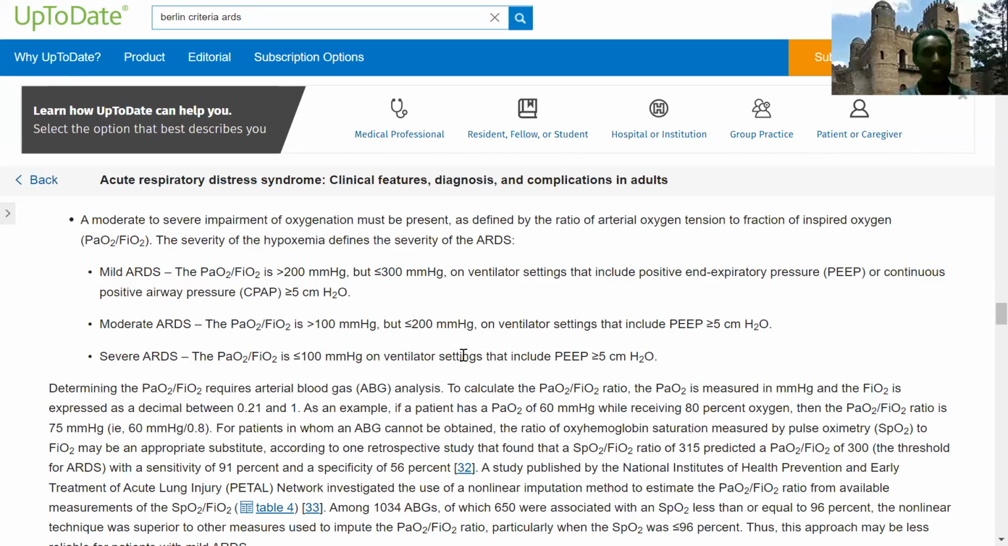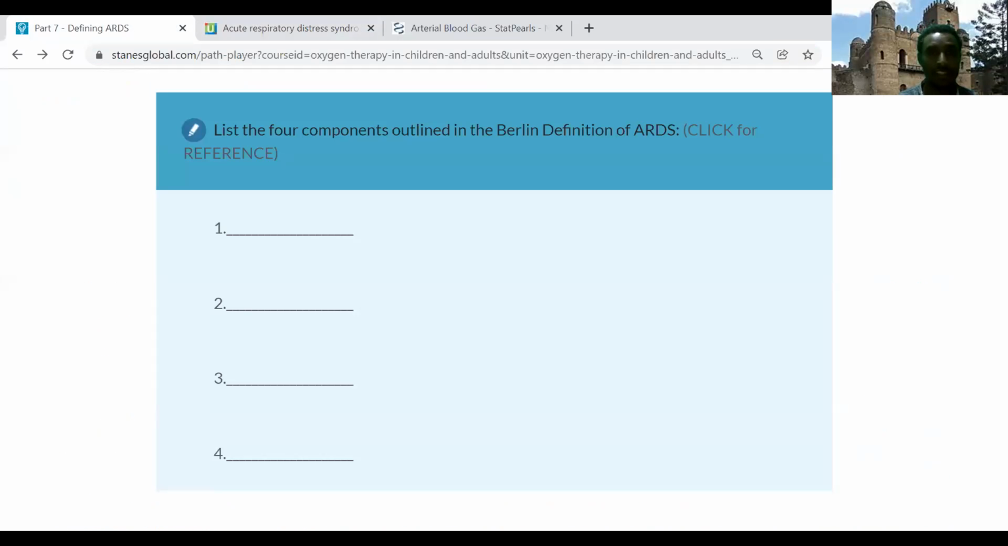If these four criteria are fulfilled, we can classify the severity of ARDS based on the PaO2/FiO2 ratio as mild, moderate, and severe. We say mild ARDS when the PaO2/FiO2 ratio is less than 300 but more than 200, while moderate ARDS is a PaO2/FiO2 ratio between 100 and 200, and those with a PaO2/FiO2 ratio of 100 or less are considered to have severe ARDS. The management and prognosis will differ based on this severity, as will be discussed in the management section. These four criteria are called the Berlin criteria, or the Berlin definition of ARDS.